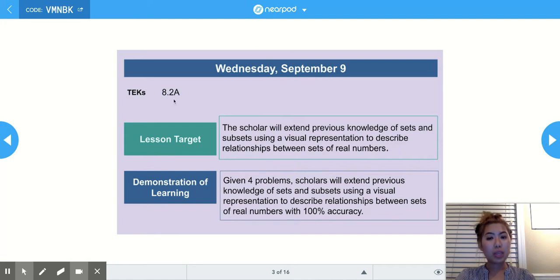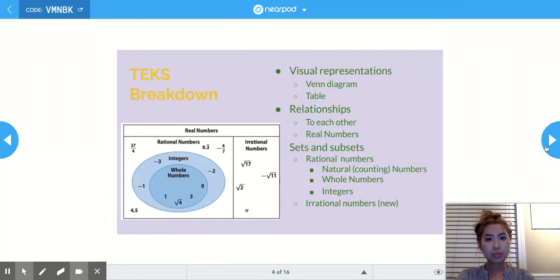So today's TEK is 8.2a. The lesson target is the scholar will extend previous knowledge of sets and subsets using a visual representation to describe relationships between sets of real numbers. And our DOL is given 4 problems. Scholars will extend previous knowledge of sets and subsets using a visual representation to describe relationships between sets of real numbers with 100% accuracy.